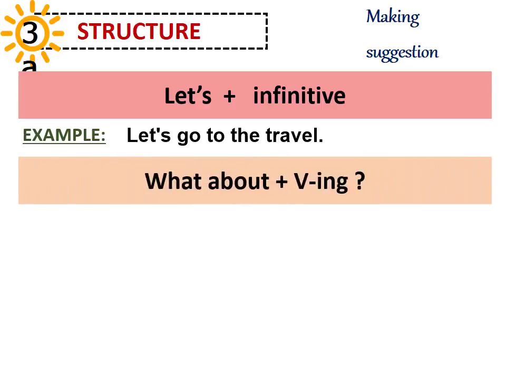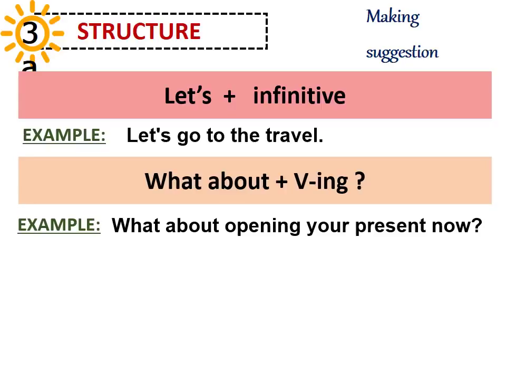The second one is what about plus verb plus ing. When we are using what about, the grammar is different. We use verb plus ing, and the other word for that is the gerund form. For example, what about opening your present now? And remember, this is a question, so don't forget to put a question mark at the end of the sentence. What about opening your present now? Repeat after me.